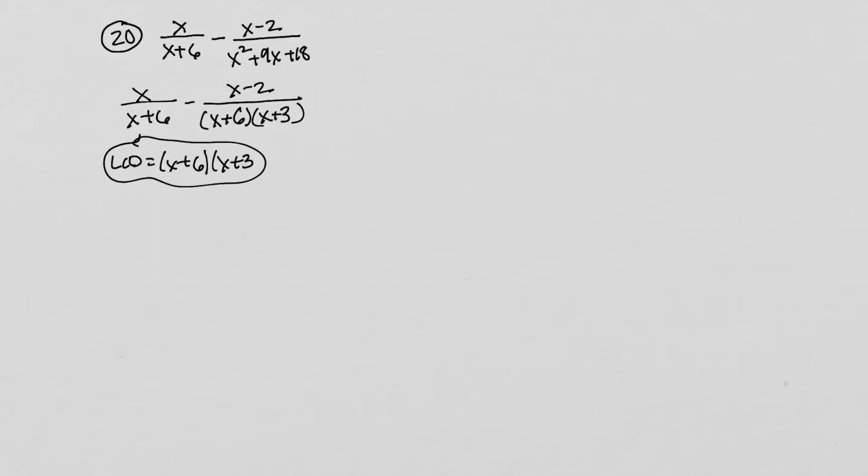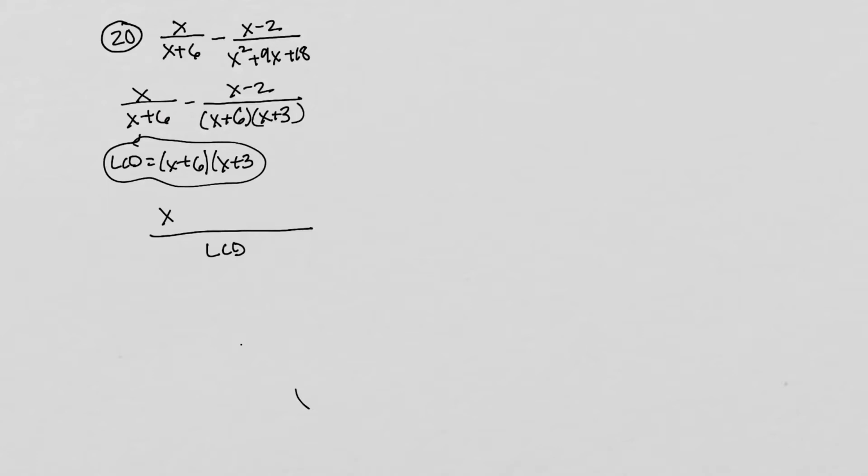And now I'm going to write, this is just the way I do it here, I'm going to write a big fraction bar. I'm going to write LCD on the bottom. Now on the top, what are we going to do with this x? Do we need to make any adjustments? So what are we going to do with that x?